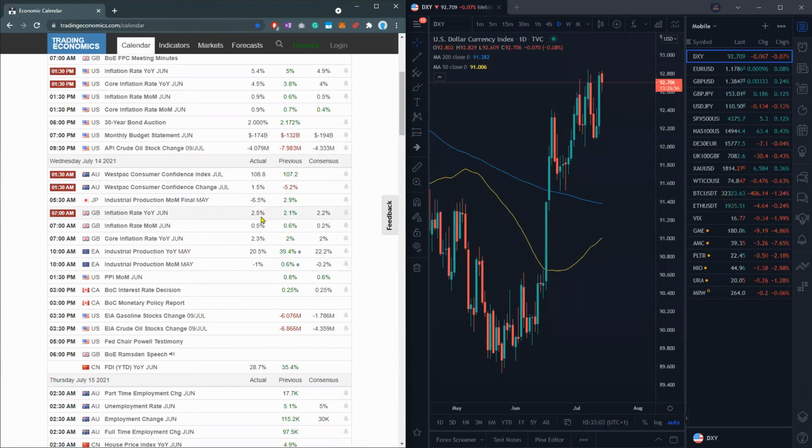It's at 2.5%. The previous was 2.1%, and the consensus forecast was 2.2%, but it came in at 2.5%. So we've surpassed the 2% region. And the inflation rate month over month is at 0.5%.